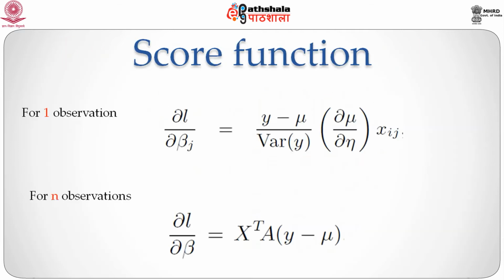The score equation then for one observation is given by del L del beta j equal to y minus mu over variance y d mu d eta into xij. Combining all the n observations from the data set and all the p components of beta, the score equation is given by del L del beta equal to X prime A into y minus mu equal to 0. I leave it as an exercise to you to find out the explicit form of matrix A.